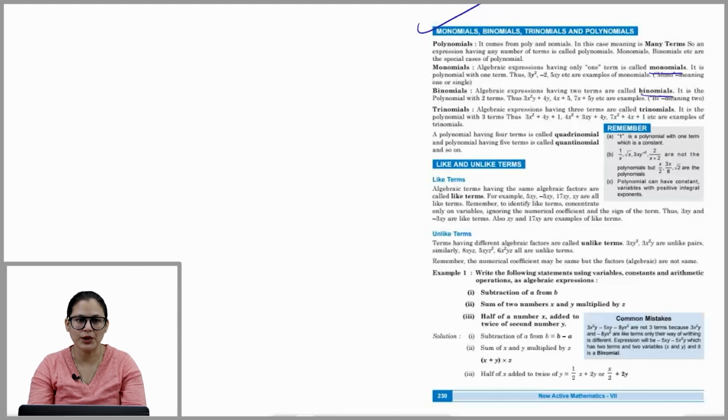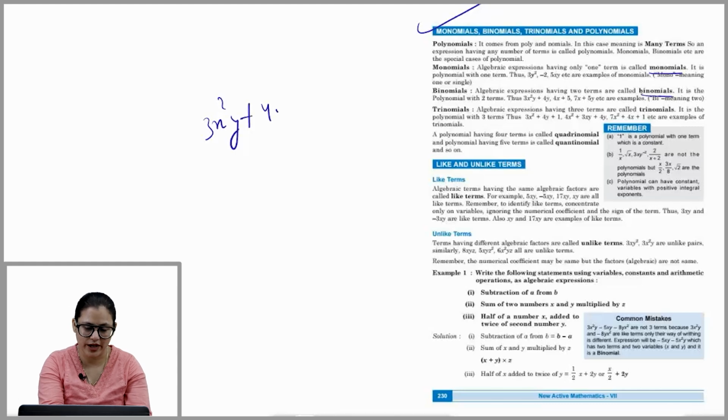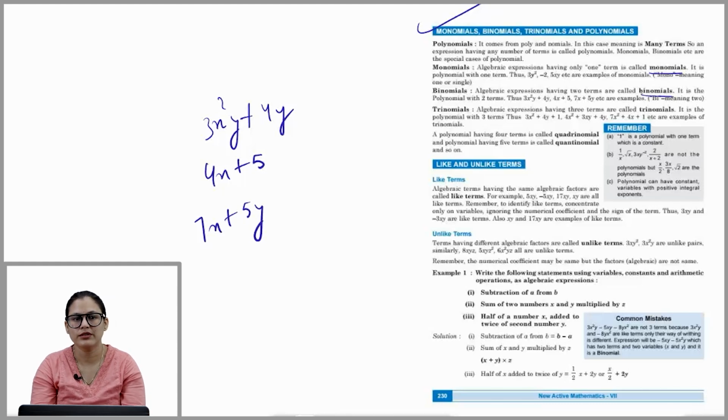It is the polynomial with two terms. Thus, 3x square y plus 4y and 4x plus 5 and 7x plus 5y are examples of binomials, that is, with two terms. Okay. Next, trinomials. Algebraic expressions having 3 terms are called trinomials.